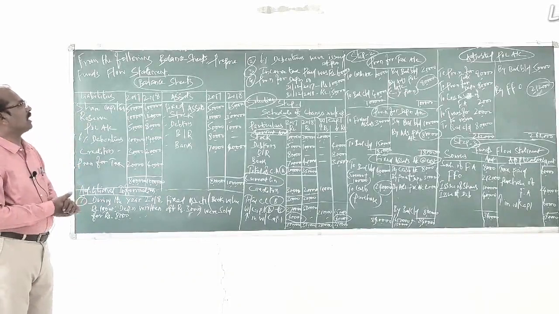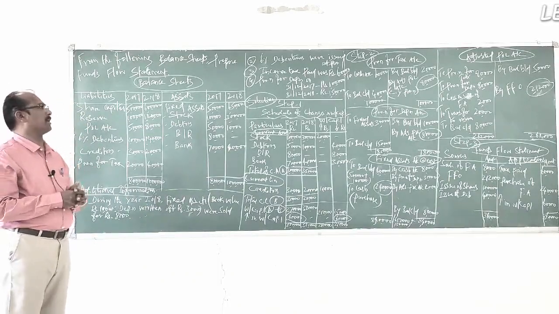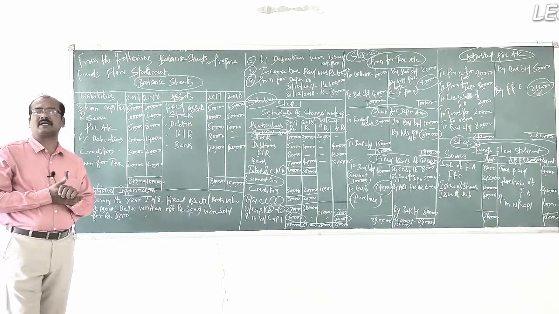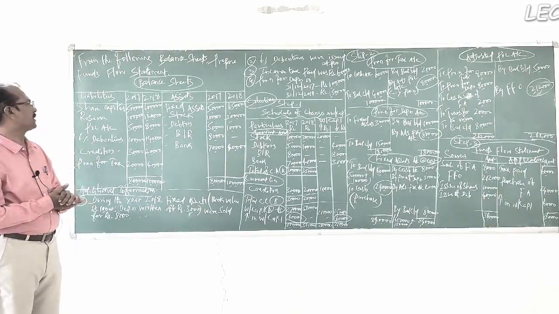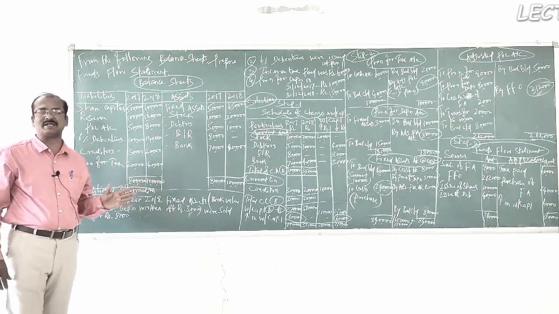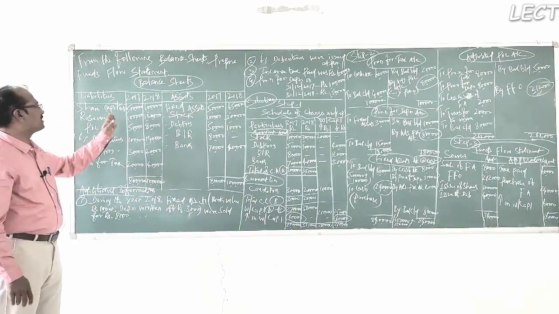In this video, I am going to take you through a problem in relation to preparation of funds flow statement. We are given the balance sheets for two consecutive years, 2017 and 2018. Now let us get into the details of the items presented in the liability side of the balance sheet for both the years. The first item is share capital.